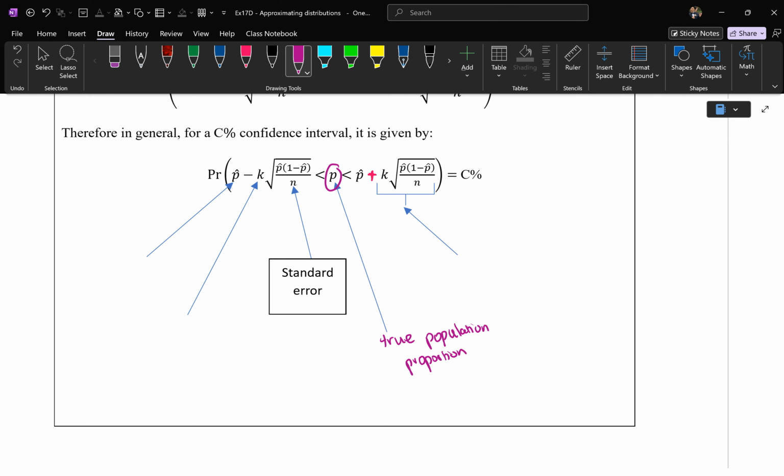Next bit. What is this bit? That's my current proportion. So this is the data that you have. Current proportion, so the sample proportion. Actually, it's over here already. Sample proportion.